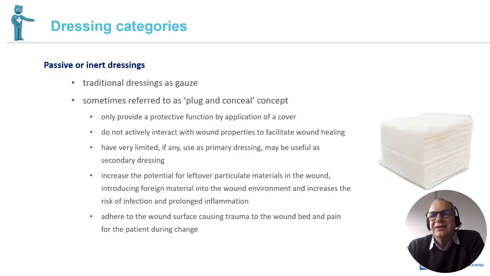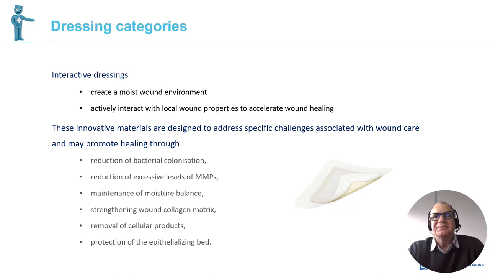If we're looking at categories of dressings, the old type of dressings were these traditional dressings such as gauze or lint, which were basically used as a plug and conceal, just using a cover. Basically, we see that this has been used since the times of the Mesopotamians, but they are not of very good use to us. Sometimes they may be used as a cheap alternative as secondary dressings.